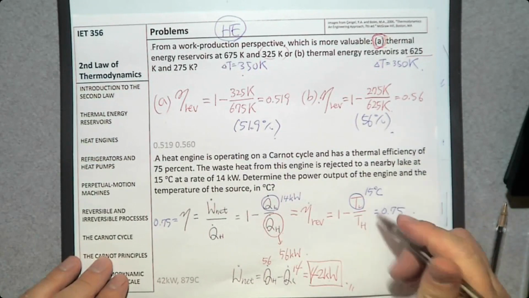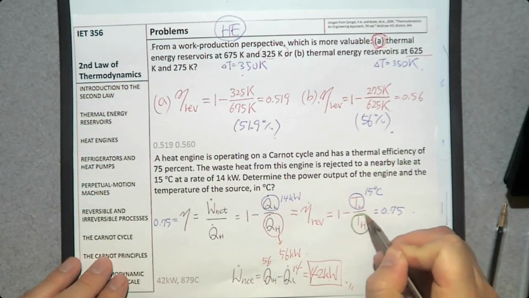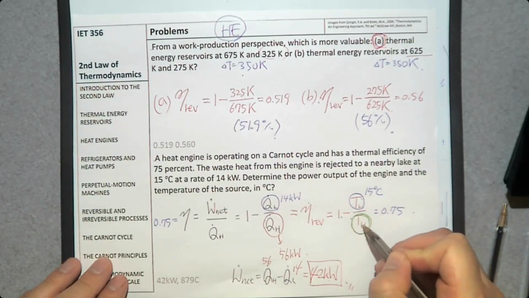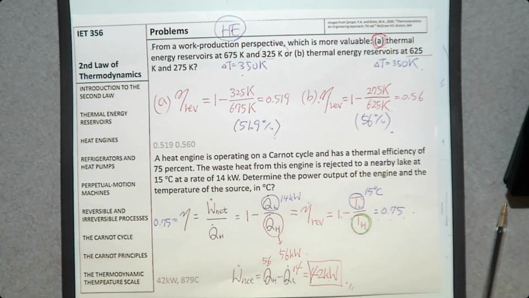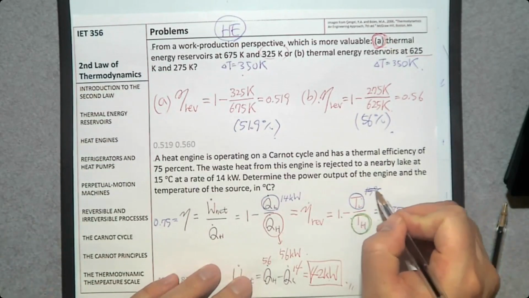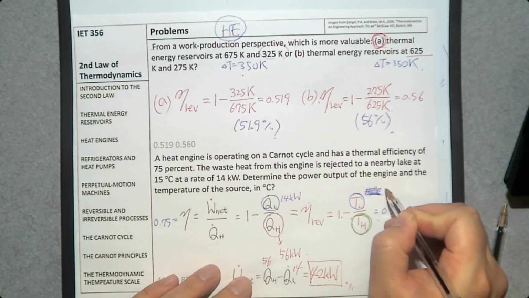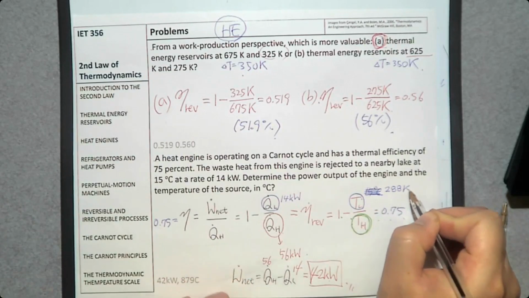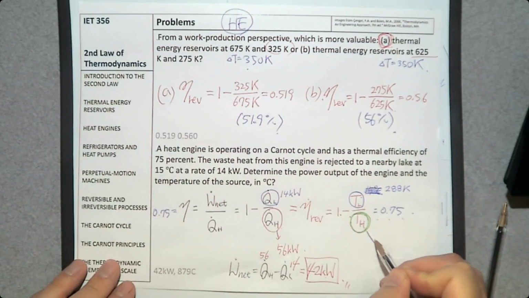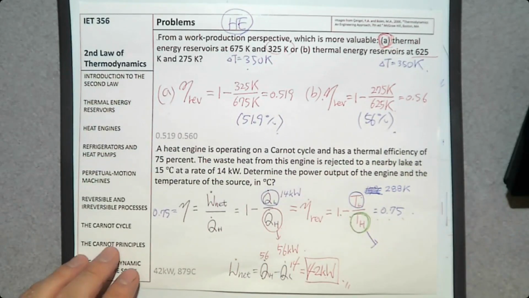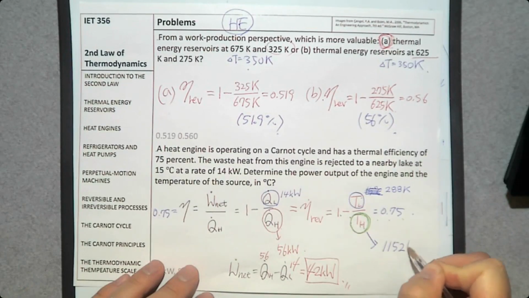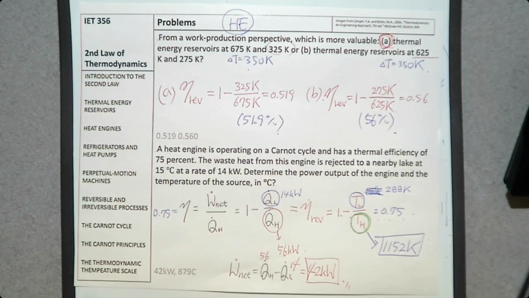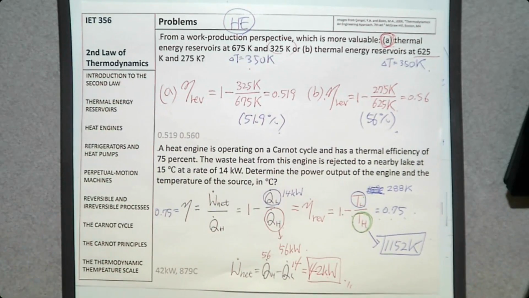Then, what about the temperature of the source? The temperature of the source is this TH. Since 1 minus TL over TH is 0.75, we can determine TH. However, there is one thing you need to be careful about: you never use degrees Celsius. So TL is 288 Kelvin, and you can determine TH, which is 1152 Kelvin. That's how you solve the problem. Any questions?